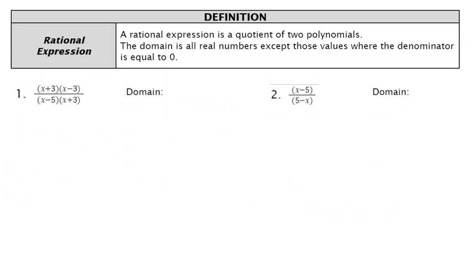Right. Now we're on to the new stuff that we're going to be seeing in this mod, which is talking about rational expressions. The definition of a rational expression is where we are basically dividing. That's what quotient means. Quotient means to divide, where we're dividing two polynomials. The domain is all real numbers except for when the denominator is equal to 0.